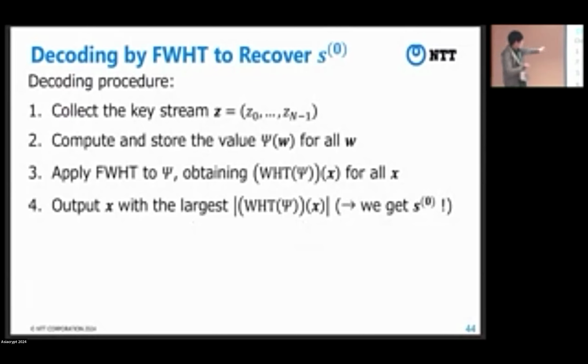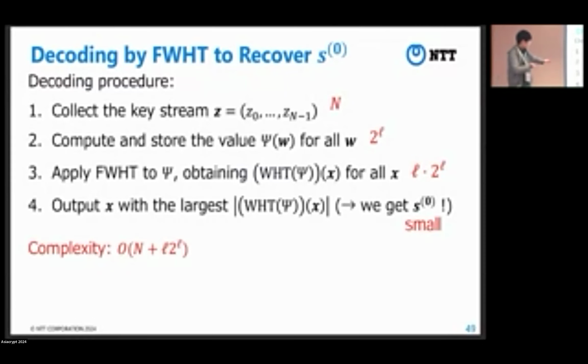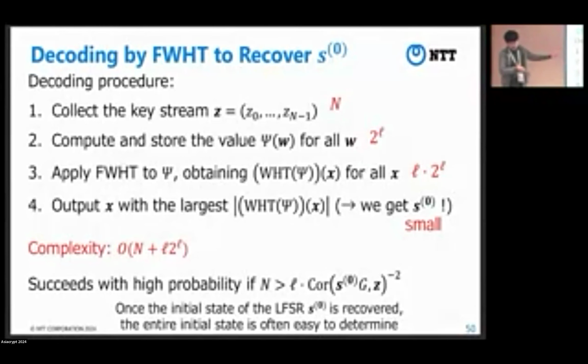Firstly, it collects the key stream z, and then computes and stores the value psi of w for all inputs. Then it applies the fast Walsh-Hadamard transform, and finally outputs the value x that gives the largest value of the Walsh-Hadamard transform. Speaking of the complexity, the first step requires complexity n, the second 2 to the power l, and the third l times 2 to the power l, and the final step doesn't require much complexity. The overall complexity becomes like this, and this succeeds with high probability if this inequality is satisfied.